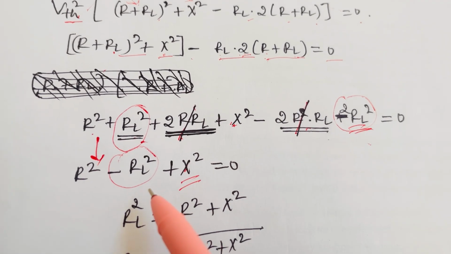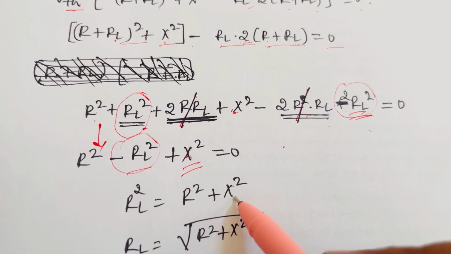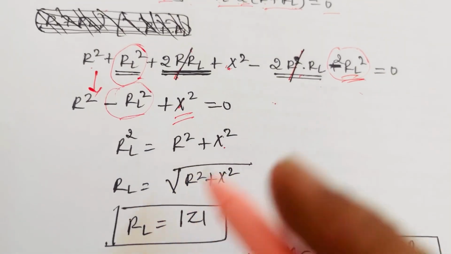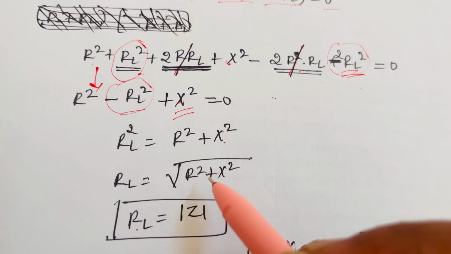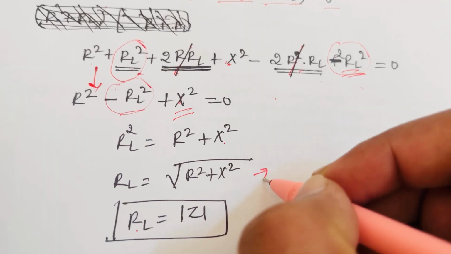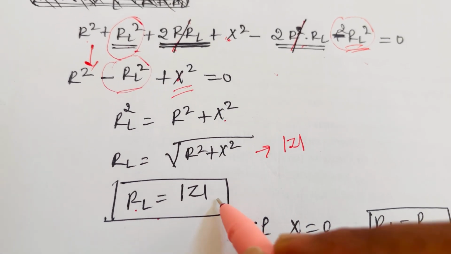Therefore, you are writing RL square, sending this to the right side: RL square equals R square plus x square. If you are writing RL, it is the square root of R square plus x square, whereas this square root of R square plus x square is nothing but the magnitude of impedance. Therefore RL equals Z.